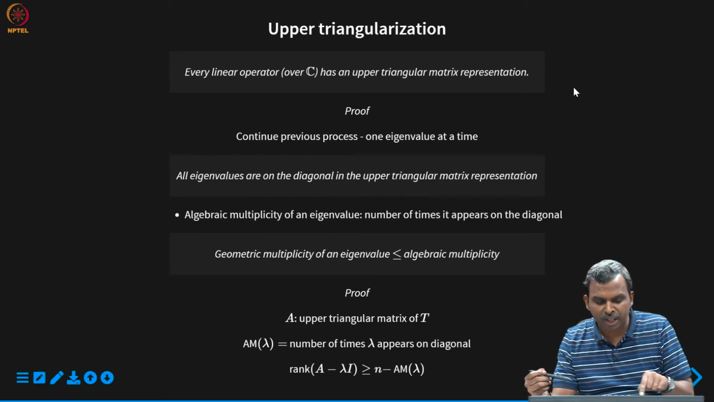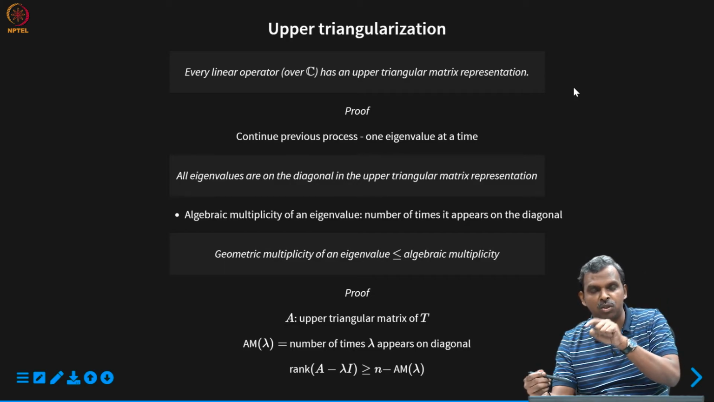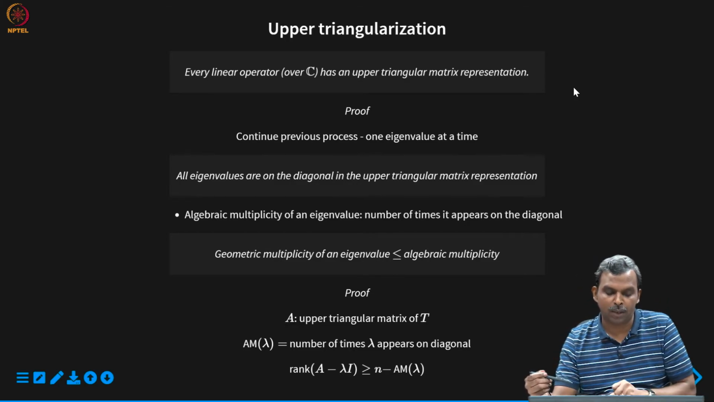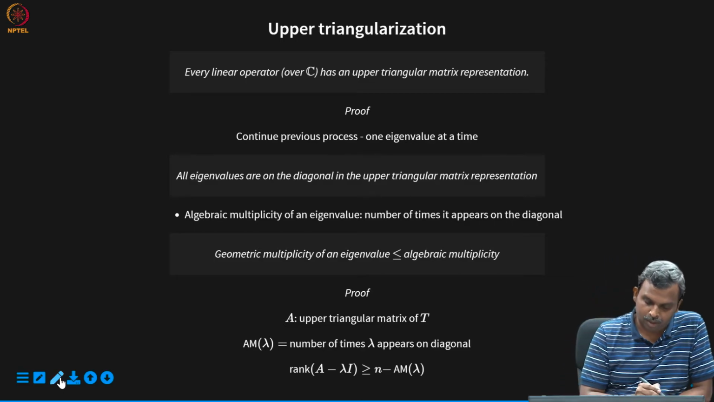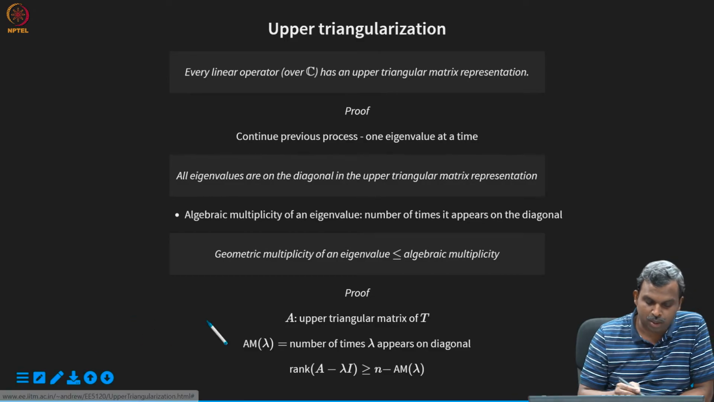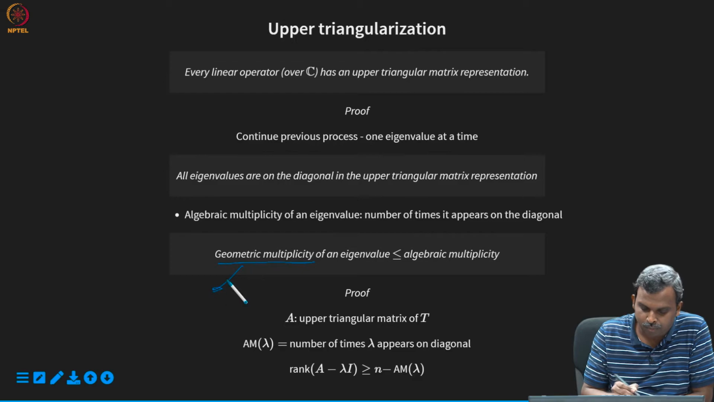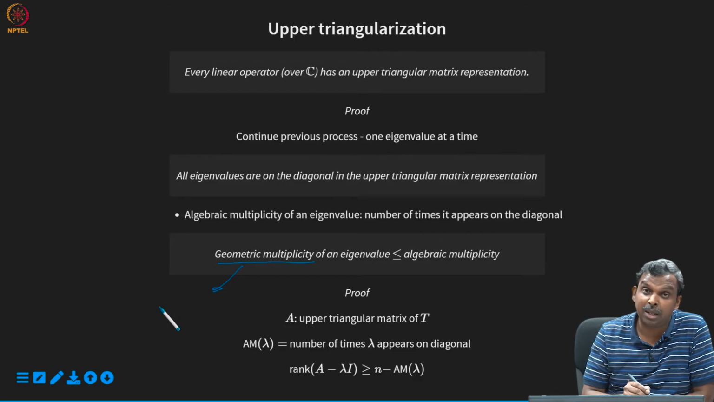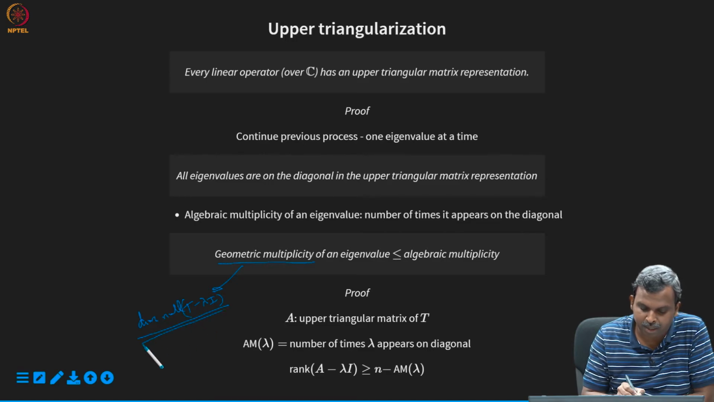So how am I defining algebraic multiplicity? We defined it before also: how many times the eigenvalue repeats. Once you get an upper triangular matrix, the values on the diagonal are the eigenvalues, so you can easily find the multiplicity. Now what is geometric multiplicity? Let me just remind you. The geometric multiplicity is the number of linearly independent eigenvectors, or in other words, it's the dimension of null(T minus lambda I). So this is what geometric multiplicity is.